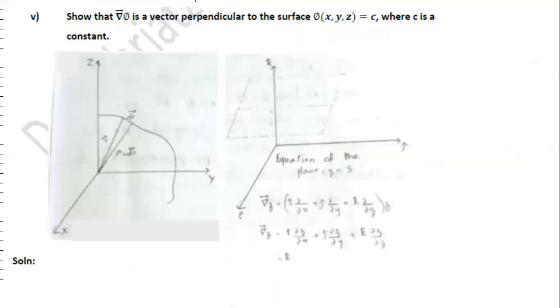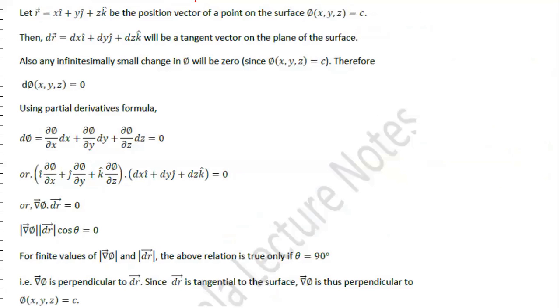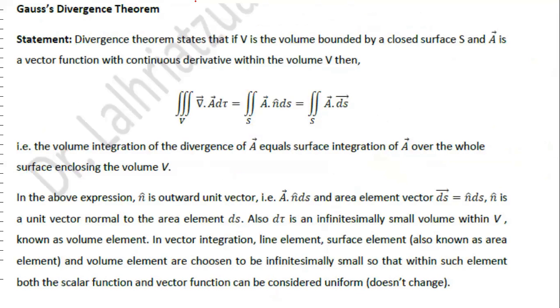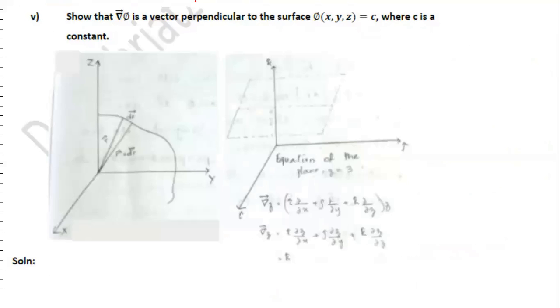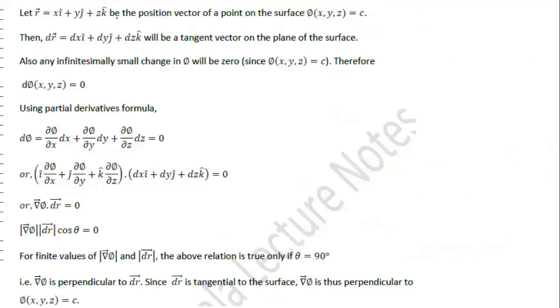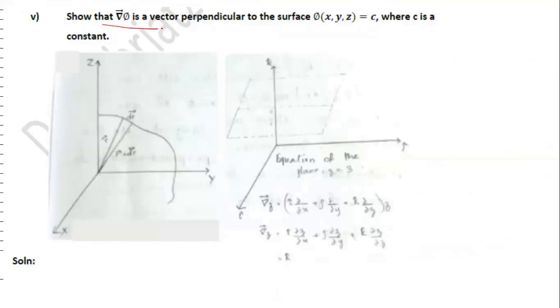Okay. Now, this is the last topic which I plan to discuss for today, because next will be divergence theorem, that we will do next week. Now, here, the gradient of a scalar field is a vector perpendicular to the surface represented by this equation. If you look at this, this is a little bit vague.